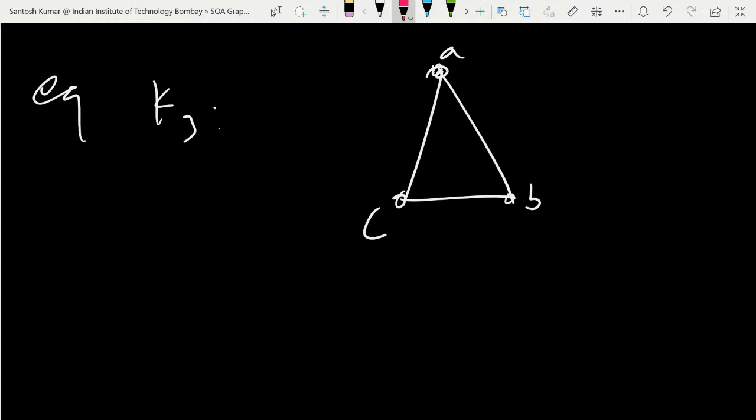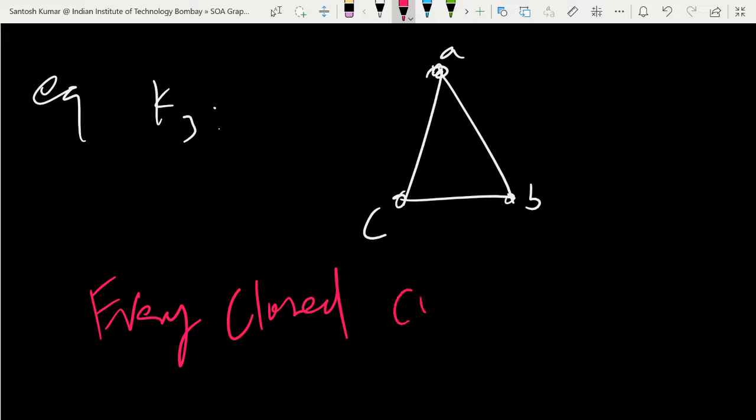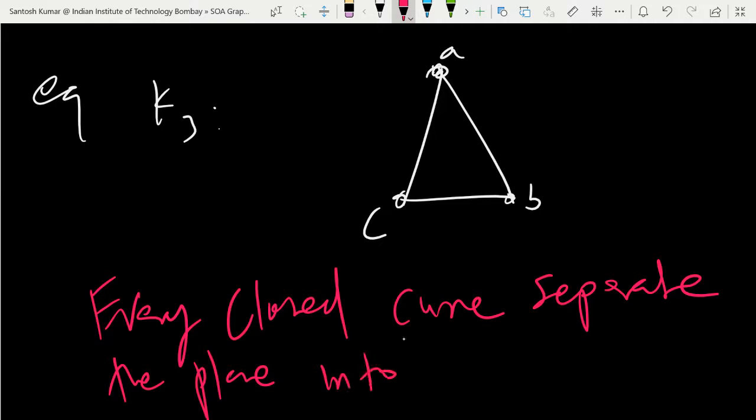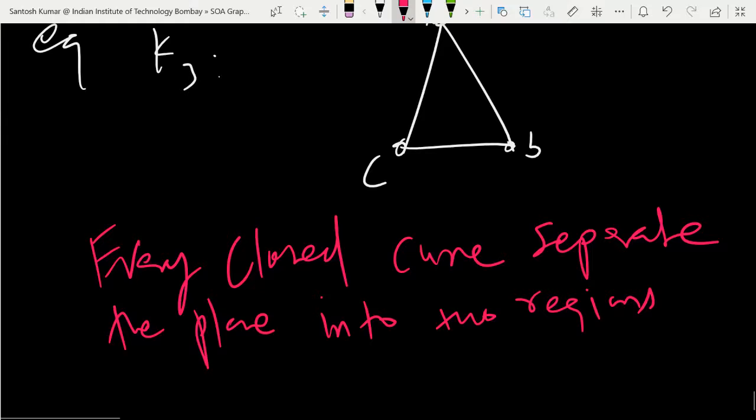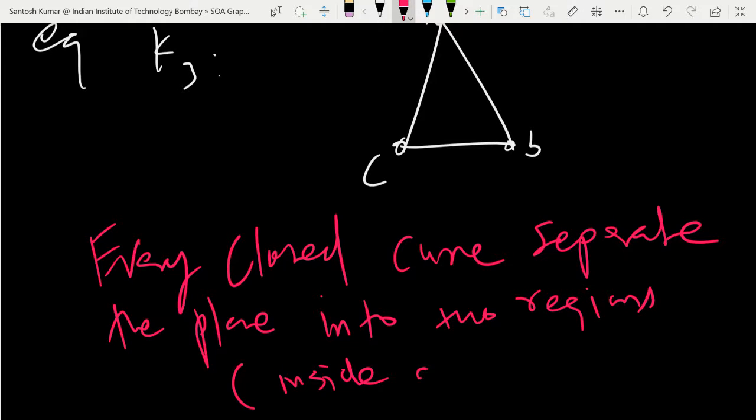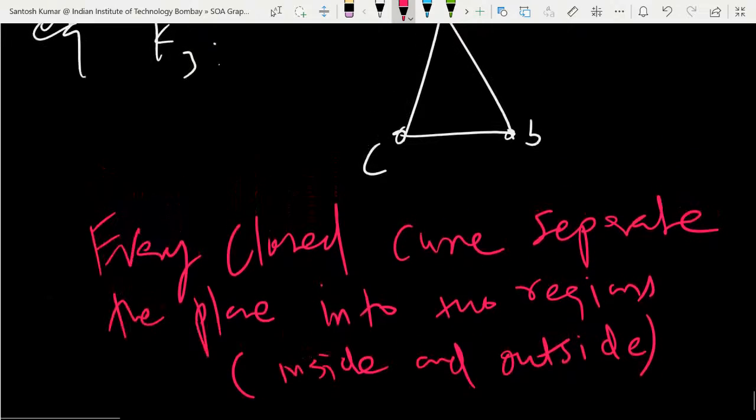Every closed curve in the plane, what does it actually separate the plane into? Every closed curve separates the plane. One closed curve separates the plane into two regions. Simply you can say one inside region and the other is the outside. Inside and outside.